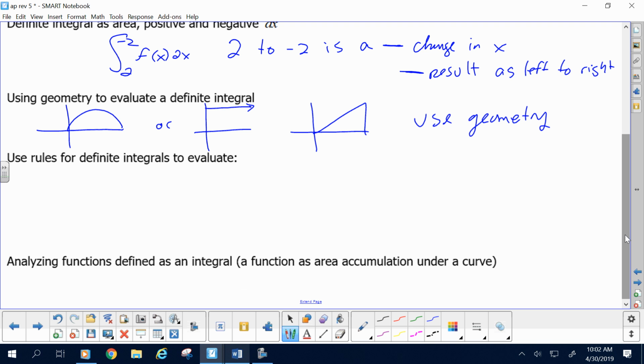Rules for the definite integral. You know that switching the limits gives you the opposite result. That's one we already talked about. You should definitely use additivity. For example, if you had 0 to 2 of f plus 2 to 4 of f, isn't that equal to 0 to 4 of f, or vice versa? So there's additivity of integrals.